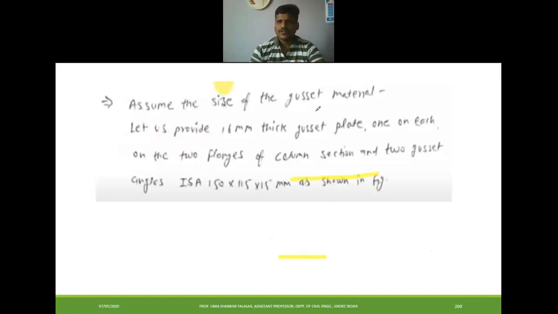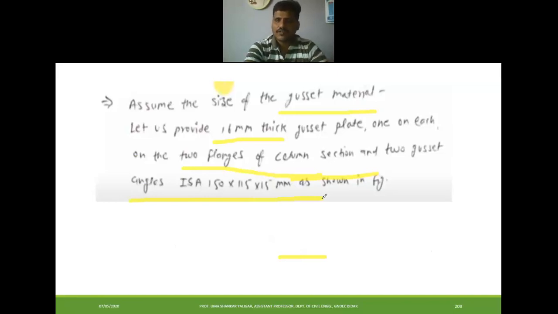Then I told that here the most important thing is, along with the base plate, we need to provide the extra plate, okay, along the two flange sides. That is called the gusset plate. Okay, we will assume the gusset plate thickness as 16 thick gusset plate on each side of the two flanges of the column section and two gusset angles. I have shown already in the diagram.